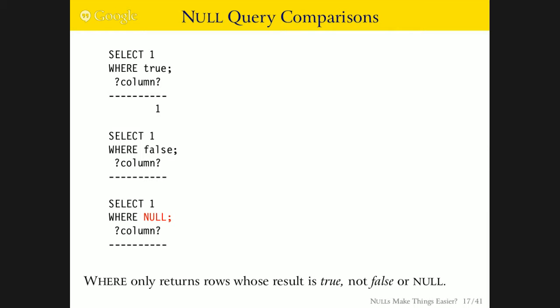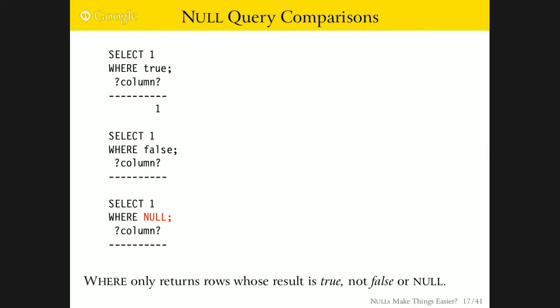If I say select 1 where true, that's going to be 1. Select 1 where false, that's going to be nothing, which we expect. Select 1 where null, that's also nothing. So even though in a where clause the unknown has the effect of a null, because the where clause only returns true rows. Only returns true rows.